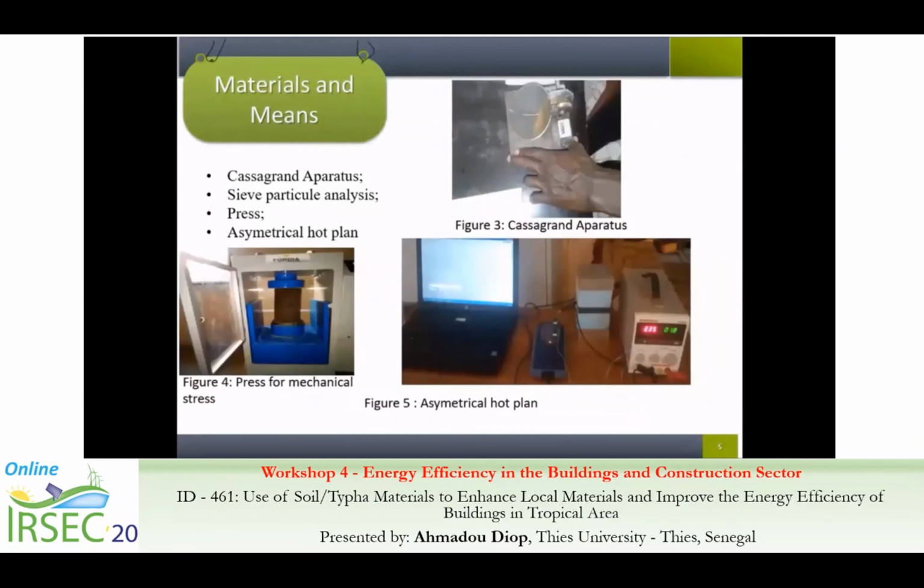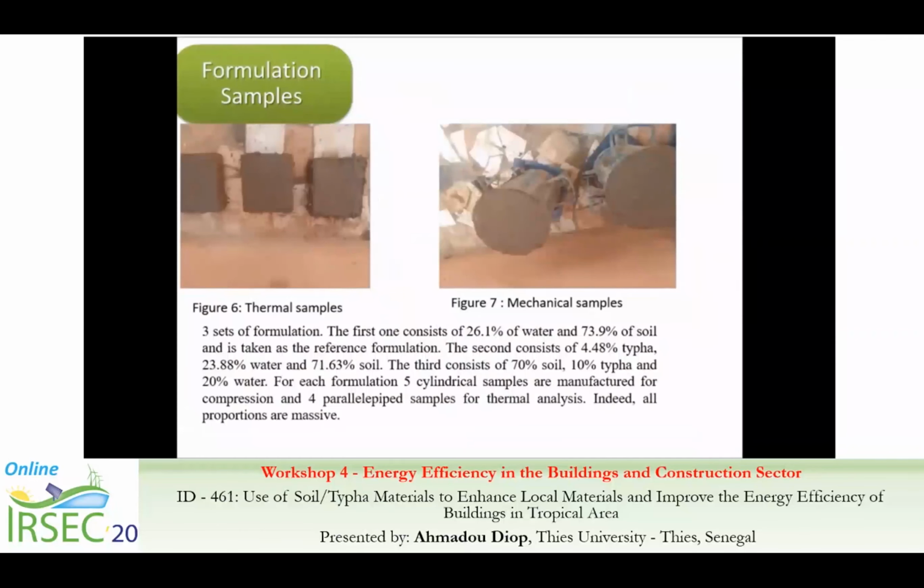For doing this job, I have used many types of materials, such as a Casagrande apparatus to get an idea about the plasticity index, sieve particle analysis, the press, and an asymmetrical hot plane, as you can see here in this photo. For the formulation, I have made two types of formulation. The first one is parallelepiped samples for characterization of thermal properties, and the second is cylindrical samples for mechanical characterization. And the proportion that I have used for the formulation is also described in this paragraph.